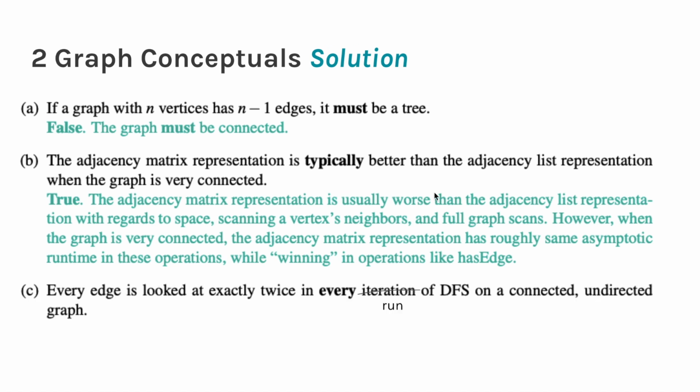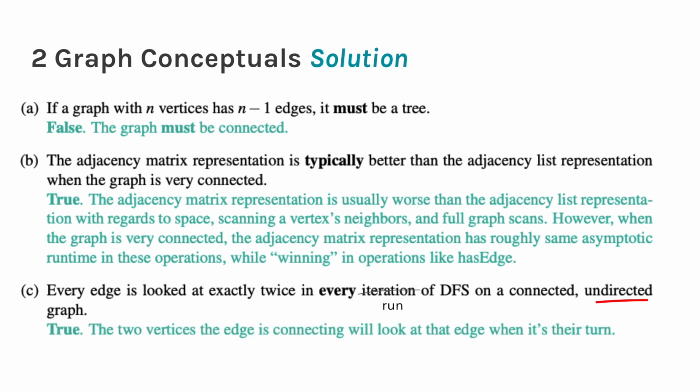Moving on. Every edge is looked at exactly twice in every run of DFS on a connected undirected graph. The key thing to keep in mind here is that the graph is undirected, so this is going to be true. The reason is you can think of an undirected edge as a directed edge with an arrow going in both directions. So when we run DFS, it's going to consider both of those directions, right?